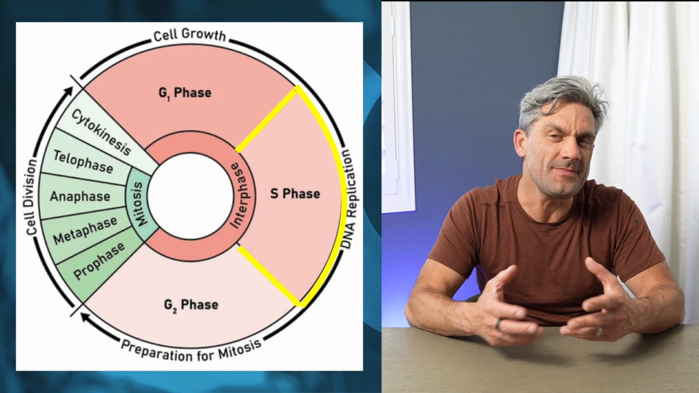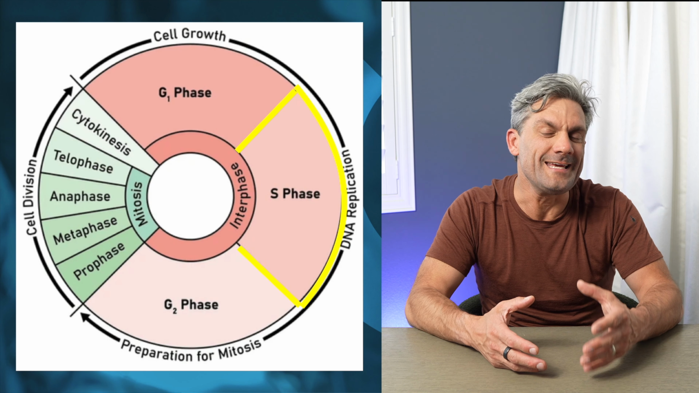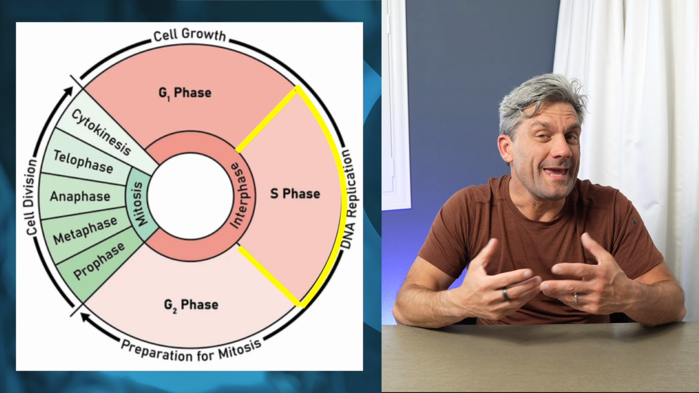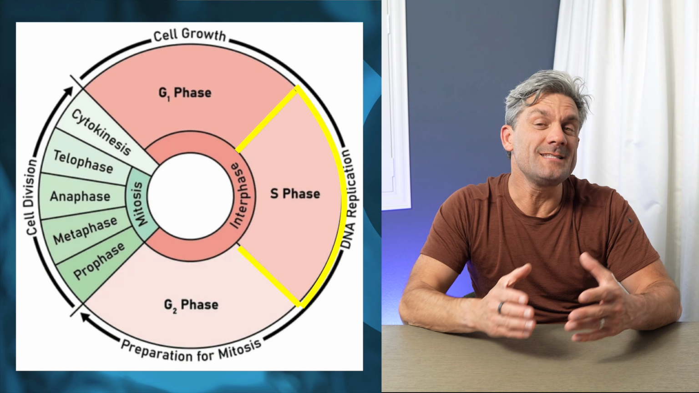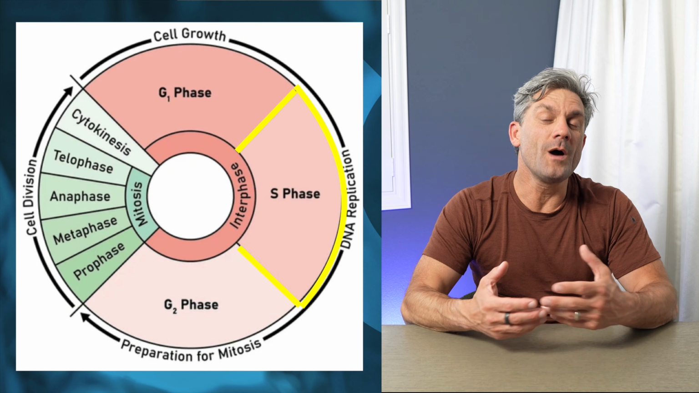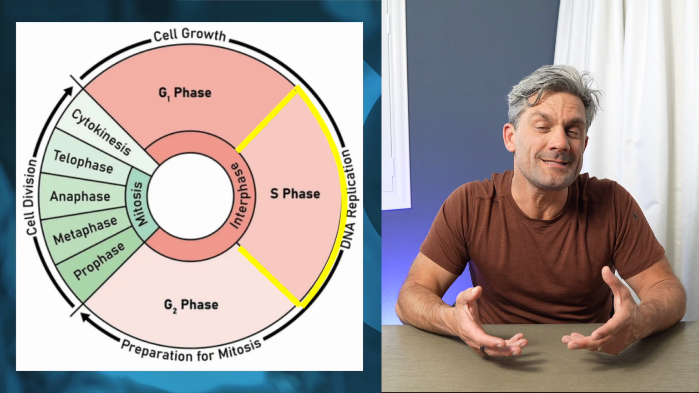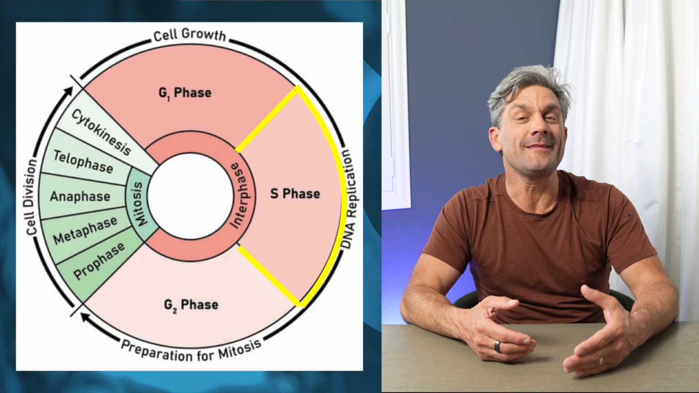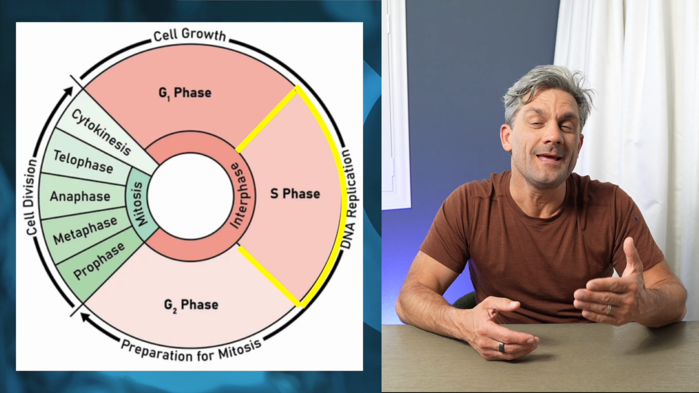S phase is synthesis. This is where we have DNA replication. So when we get DNA replication, this is the duplication of our chromosomes. And why is this clinically important? Well, many chemotherapeutics act on cells during this phase by targeting DNA replication. Good examples of that might be 5-fluorouracil or methotrexate. These are going to target DNA replication and stop dividing cells, for example, cancer cells, from dividing.